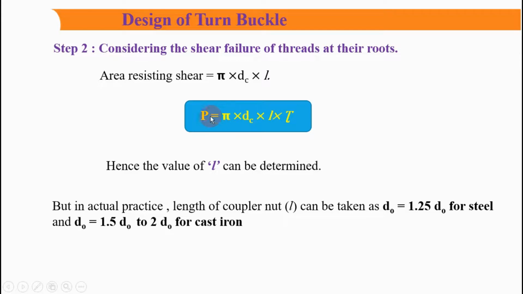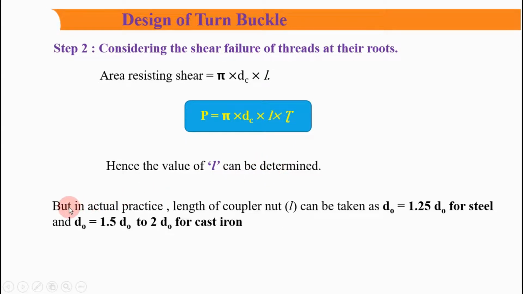By this relation we can easily find out the value of L, because the value of P is given to us, the value of tau is given to us, and the value of DC we have determined in the first step. So we can easily determine the value of L. Hence the value of L can be determined. L stands for length of coupler nut.